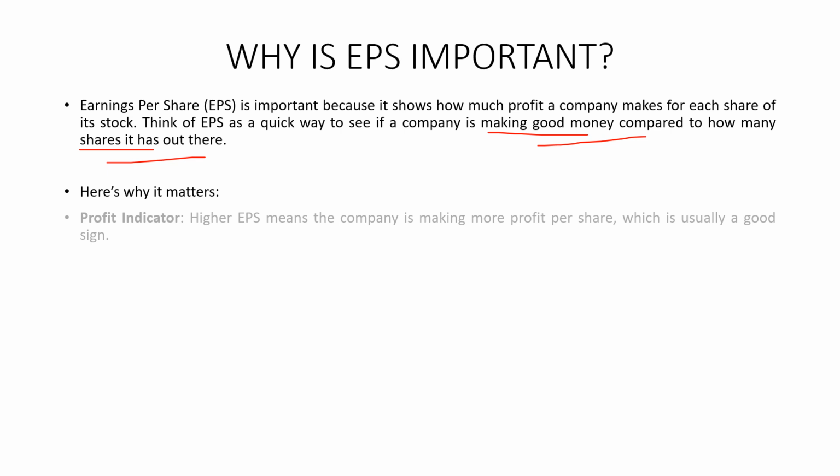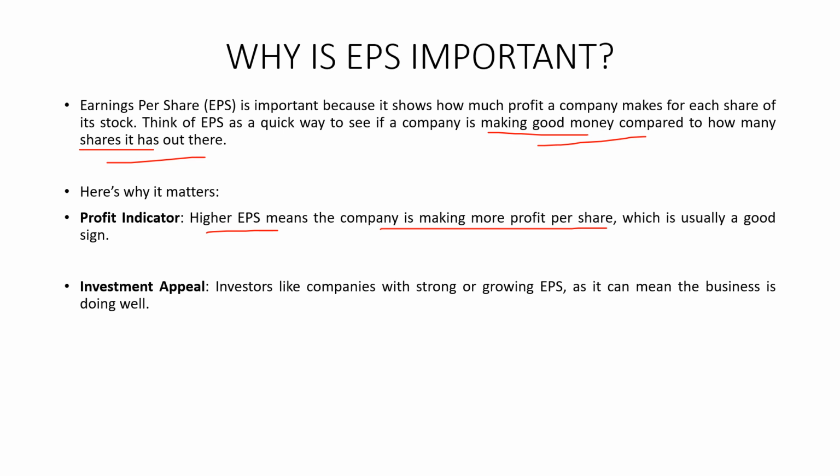So here's why it matters. It acts as a profit indicator, which means higher EPS means the company is making more profit per share, which is usually a good sign. At the same time, it also helps as an investment appeal. Investors like companies with strong, growing EPS. Quarterly or yearly, if the EPS keeps growing, that's a very good sign and investors really love it.